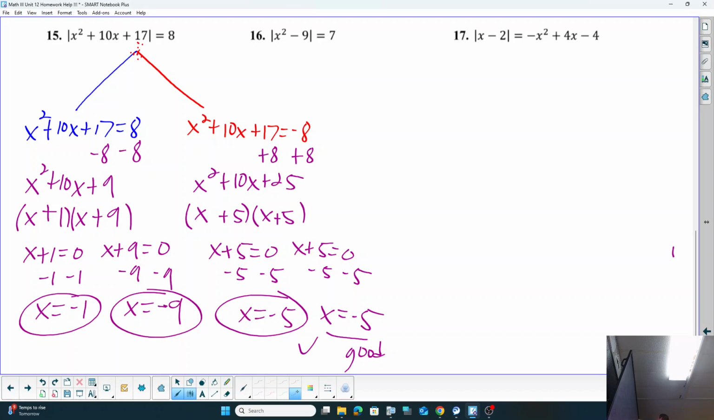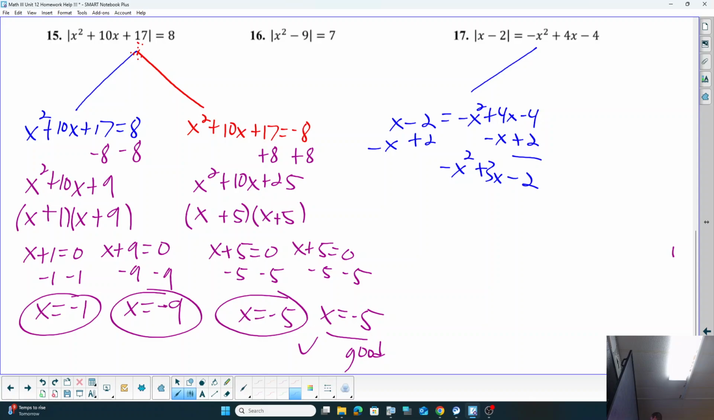So everything's already isolated. We've got the absolute value of x minus 2 is equal to negative x squared plus 4x minus 4. Then we're going to drop the absolute value symbols and solve. We're going to add 2 to this side, so that gives us negative 2, and we're going to subtract the x over to this side, so that gives us a 3x. And then we have negative x squared.